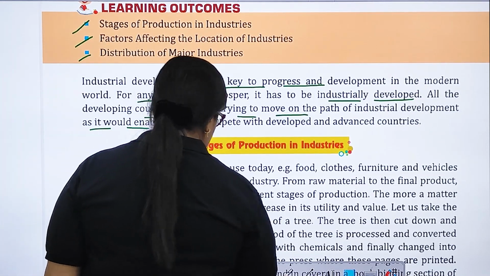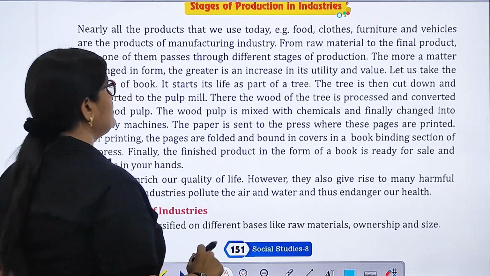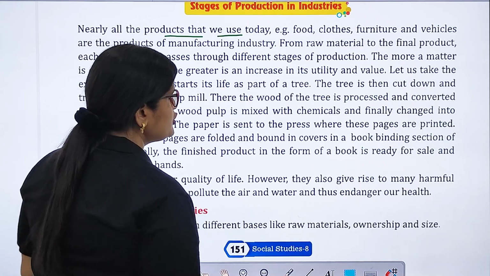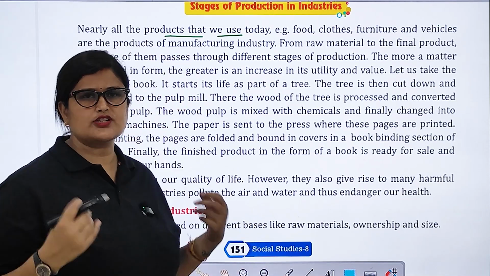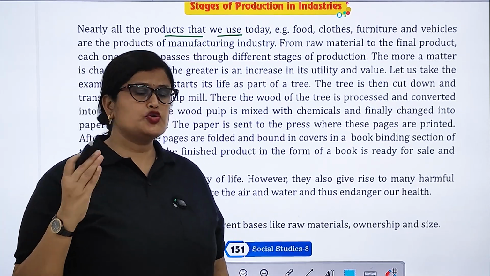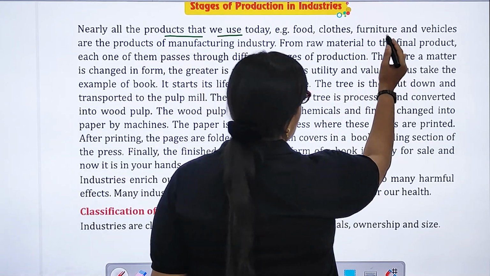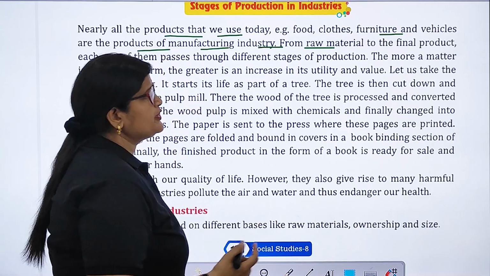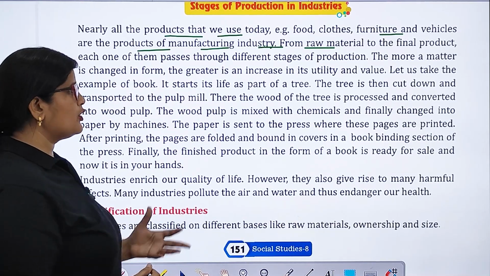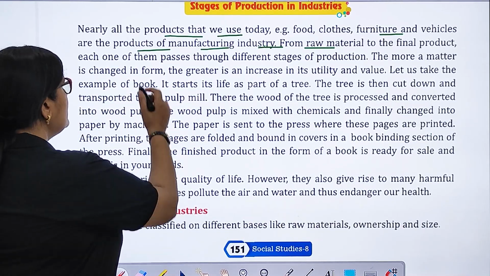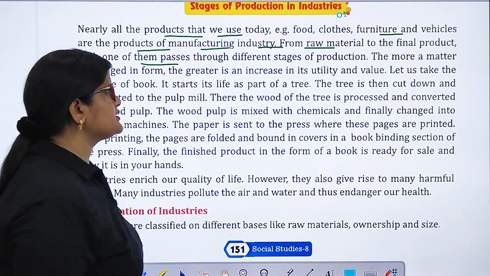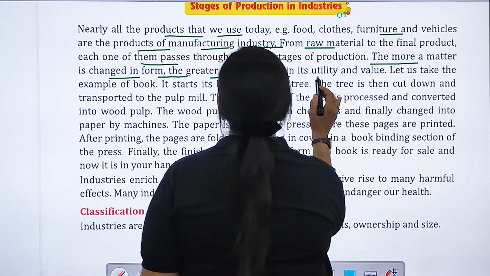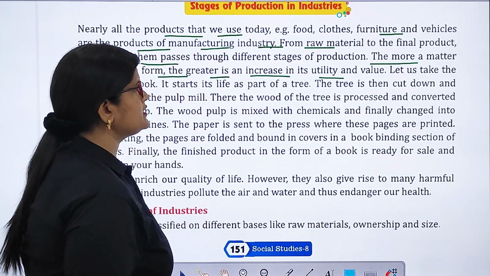Stages of production in industries. Nearly all the products that we use today, जो भी आज हम प्रोडक्ट यूज करते हैं, चाहे वो कॉस्मेटिक है, चाहे वो फूड है, घर में जो भी चीजें हम यूज करते हैं, क्लोथ्स, फर्नीचर एंड व्हीकल्स आर द प्रोडक्ट्स ऑफ मैन्युफैक्चरिंग इंडस्ट्रीज फ्रॉम रॉ मटेरियल टू द फाइनल प्रोडक्ट. ठीक है, पहले रॉ मटेरियल होता है, फिर उसको फाइनल लुक दिया जाता है. Each one of them passes through different stages of production. The more a matter is changed in form, the greater is an increase in its utility and value.